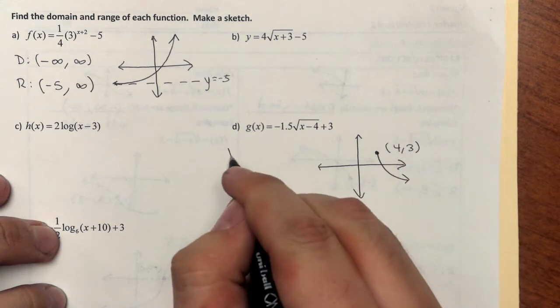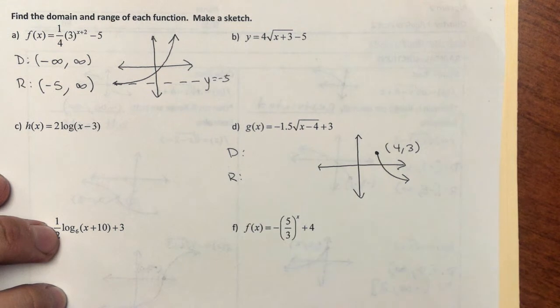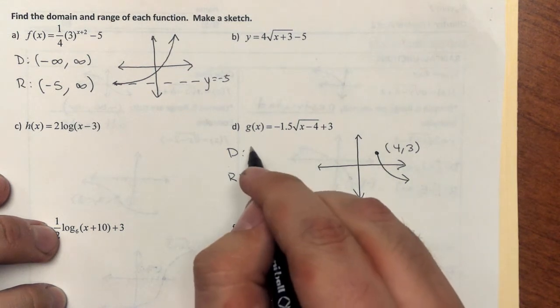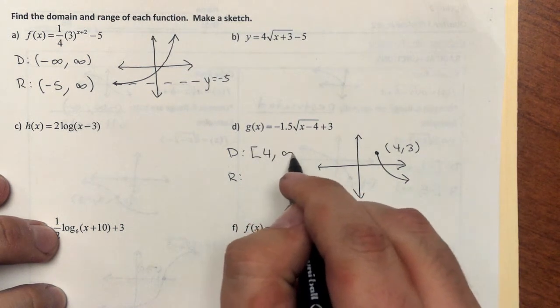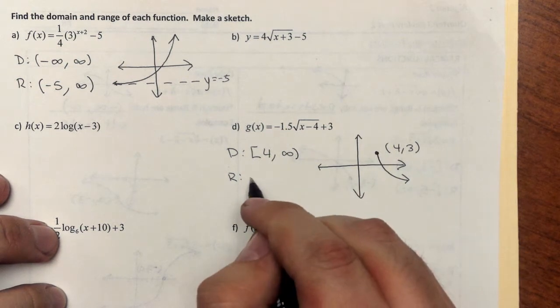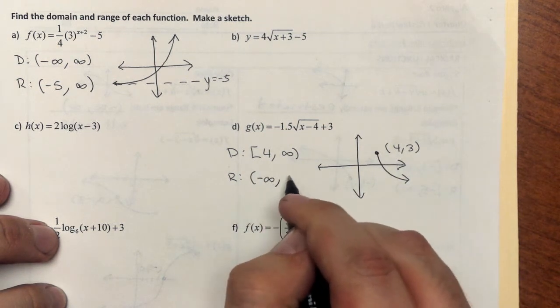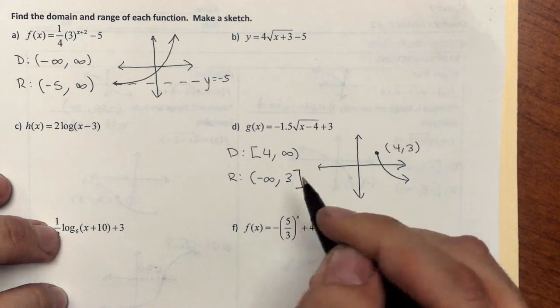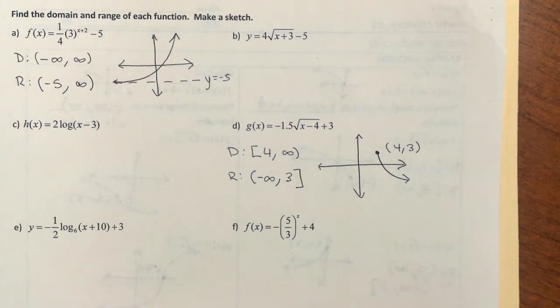From that, I can figure out my domain and my range. My domain is bracket 4 to infinity. My range, the smallest y value, is -infinity up to and including 3. So 3 with a bracket. Y's that are less than or equal to 3.